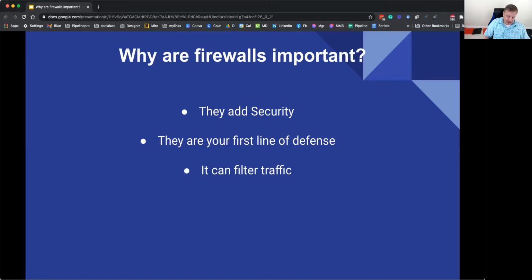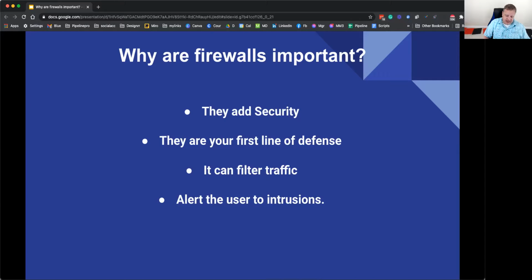It can filter traffic. So what is traffic? You will hear a lot of us refer to traffic as data packets or packets. It's basically your internet. When you go to a website, that's traffic. Anytime you place a phone call, that's traffic. Anytime you go to Google, that's traffic. Anytime you open an email, that's traffic. That's what we refer to when we say packets or data packets or traffic. That is kind of the definition of it.